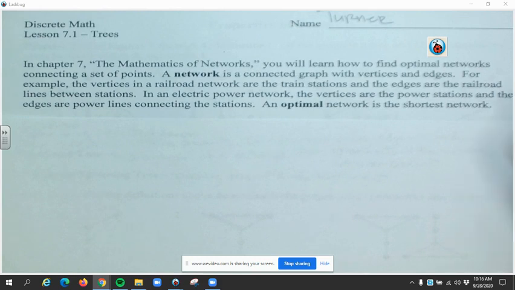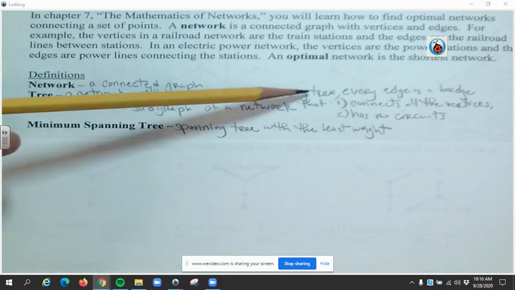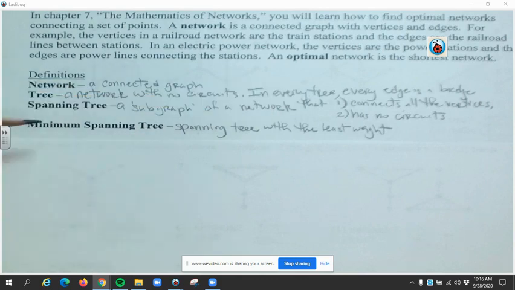So your definitions, main things to know: a network is a connected graph. A tree is a network, so it has to be connected, but it has to have no circuits, which means that every edge is a bridge. A spanning tree, we're going to talk more about later this chapter, but that's a subgraph of the network. It should connect all the vertices and have no circuits. A minimum spanning tree is a spanning tree with the least weight. So we're looking always in this chapter to try to find graphs that have the lowest and smallest weight.